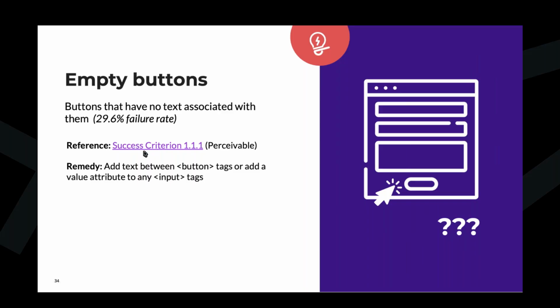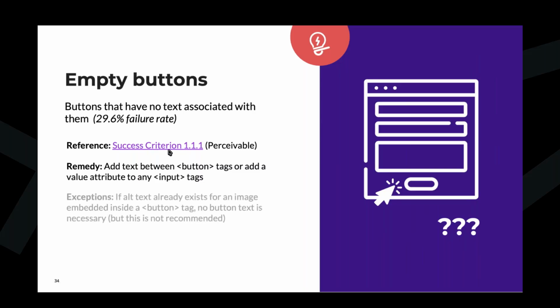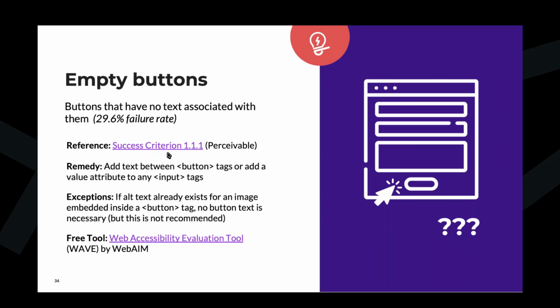And really, the remedy here is just to add text on the button tags or add a value attribute to any input tags. So this is really something to share with your developer. And if they have any questions about it, you can send them to me. And if there's already alt text there, then you don't have to have button text, but that's really not a best practice at all. Every button should have text on it that describes what the button does. All right, and you can check this with WAVE again.